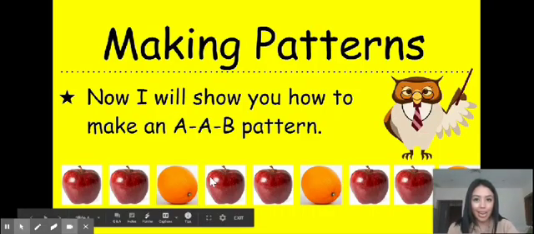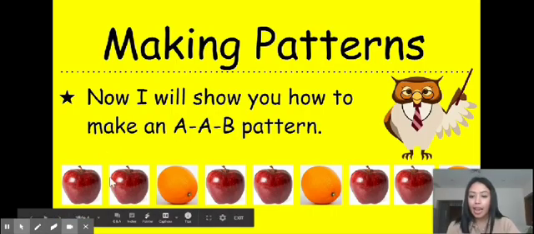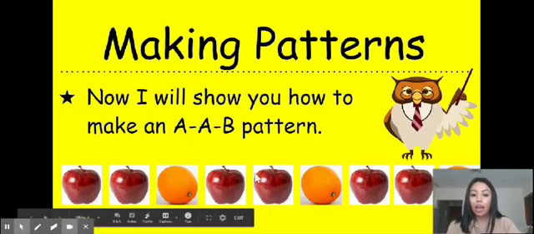So if you can see, we have apple, apple, orange, apple, apple, orange. And that makes an AAB pattern. A, A, B. A, A, B. A, A, B.